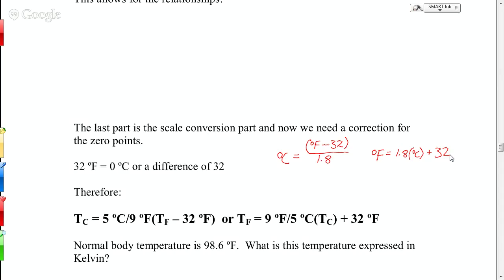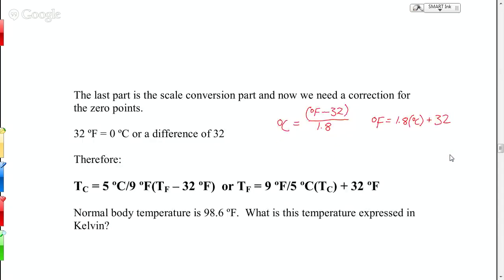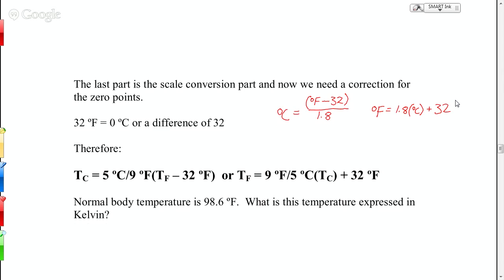So let's try it. Normal body temperature is 98.6 degrees Fahrenheit. What is this temperature expressed in Kelvin? So how would we get from Fahrenheit to Kelvin? Is there an easy Fahrenheit to Kelvin conversion? Not really. So what should we do first? Yeah, let's convert to Celsius. Which equation are we going to use of these two? The left or the right? Yeah, the left. Because we're starting with a Fahrenheit temperature, and we want to end up with a Celsius temperature. So let's plug that in.